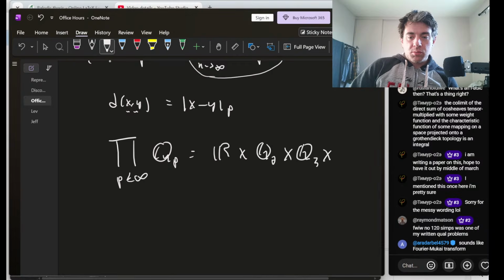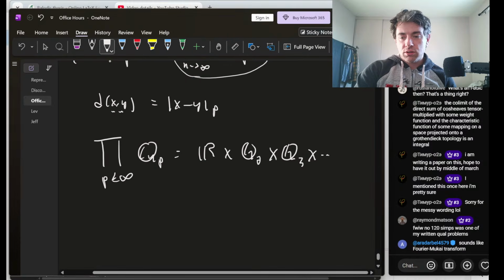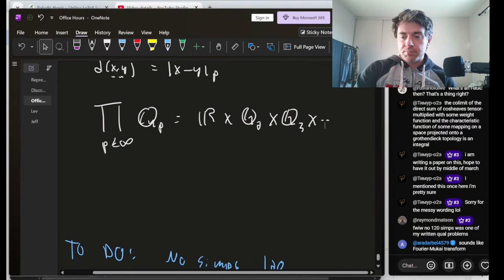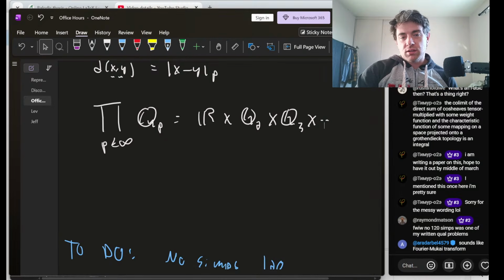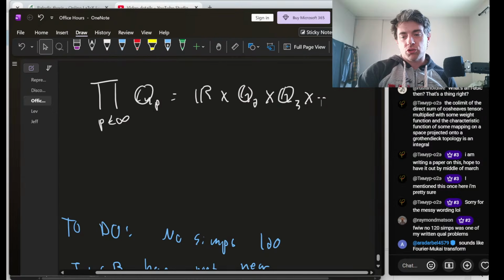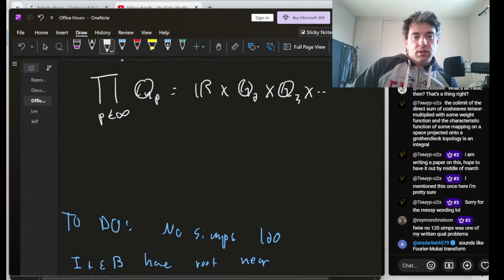Oh, the Fourier-Mukai transform. Wait, is that the Fourier transform on the derived category? 120 Simps was one of your written qual problems. Nice. I've been thinking I should be putting out shorts where I just solve a bunch of qual problems. I think that'd be fun. Okay, so what am I doing?